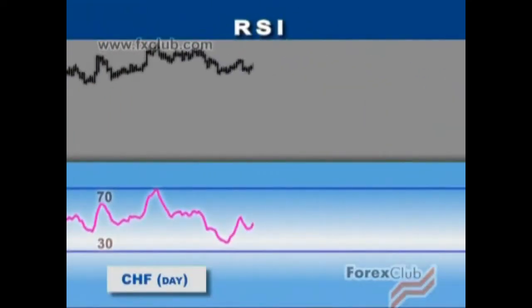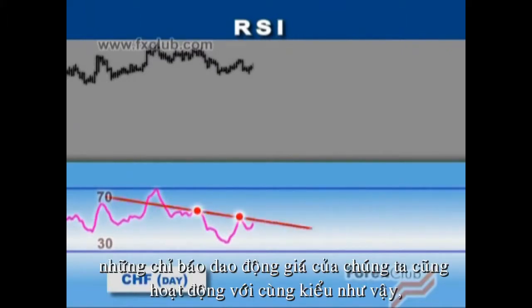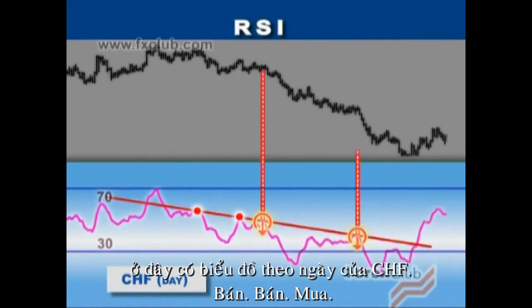On a bear market, our oscillator behaves in a similar fashion. Here we have a daily chart for the Swiss franc. Sell, sell, buy.